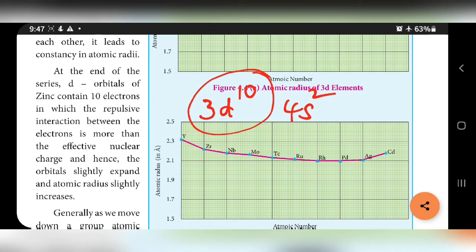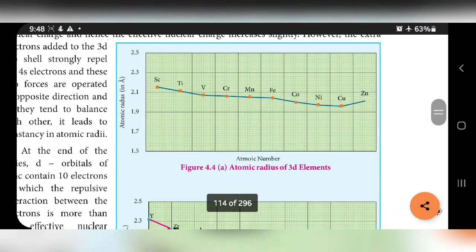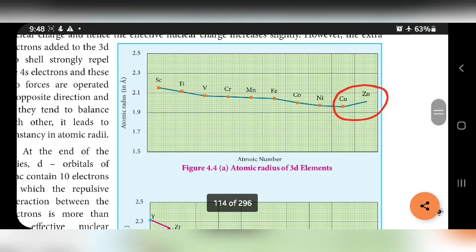So only at the end of the 3d transition series, size increases. At the end of the 3d series, size increases, because here repulsion is more than attraction, so only size increases.